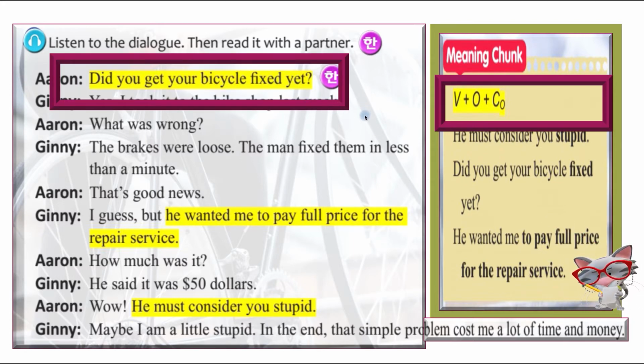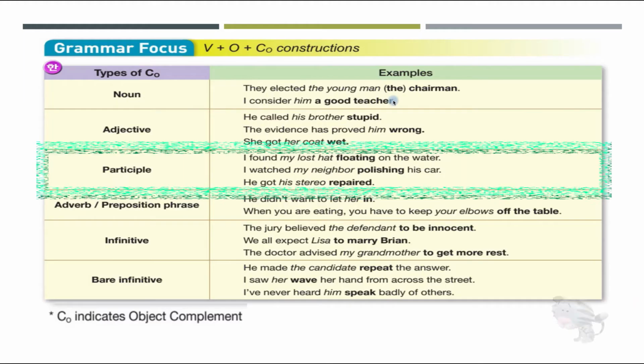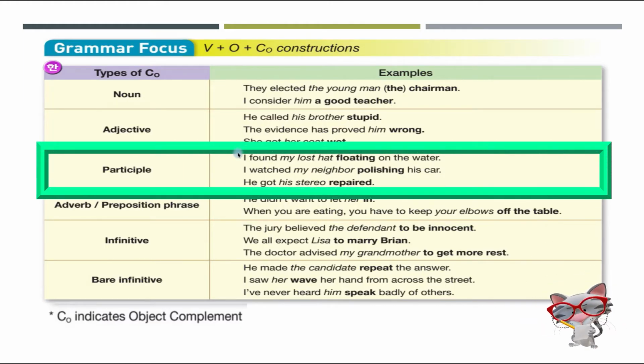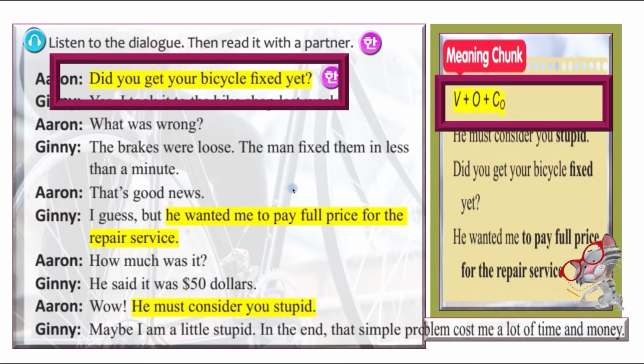Here is did get. And the object? Your bicycle. And object complement? Fixed. Here is past participle because it's ed form attached to fix verb. So the bicycle is already fixed, like a third example. He got his stereo repaired. So there you go. That is with the past participle. Full as object, your bicycle complement.